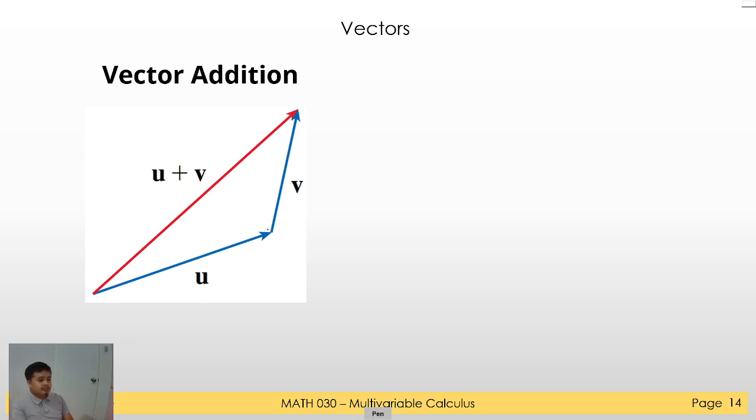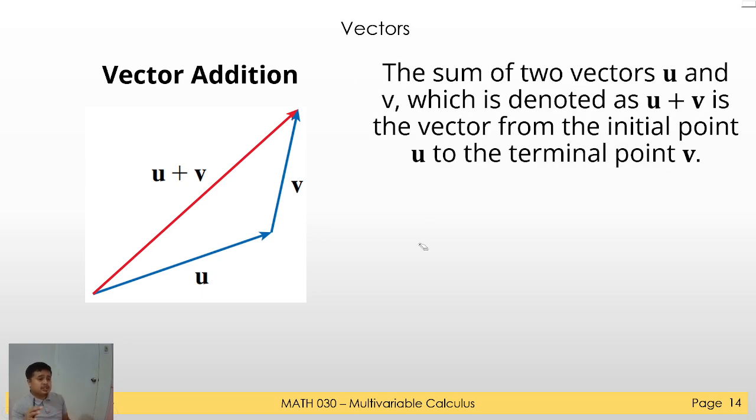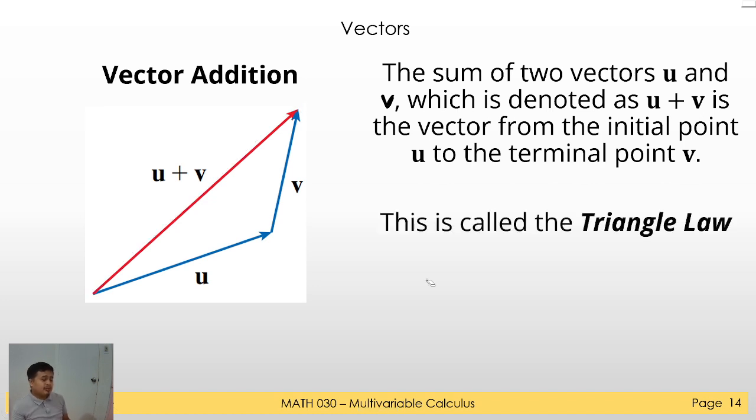We have the initial point, or the tail, of u, and the tip of v. So we connect u and v using the tip of u and the initial point of v to represent this vector. Again, we have u, and then we have v, in boldface, which is denoted as u plus v. The sum of u and v is this connecting line. We call this the triangle law because it makes a triangle.